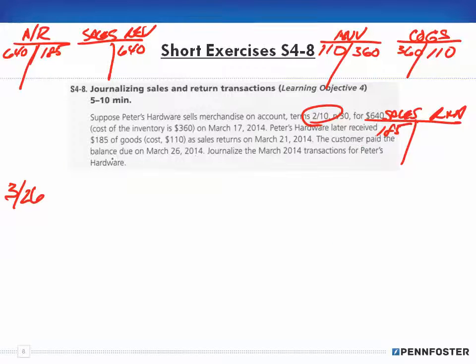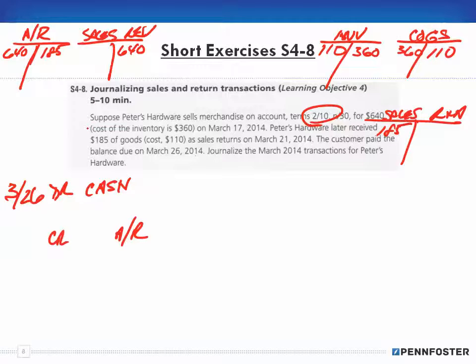So it says the customer paid the balance due on March 26th and journalize the transactions. Okay, so what is owed here? If they're paying off what they owe, they're paying off their accounts receivable. So we know we're going to credit our accounts receivable for some amount, and we know we're going to get cash, so we're going to debit cash for some amount. But the question is, for what amount? So let's look at it.